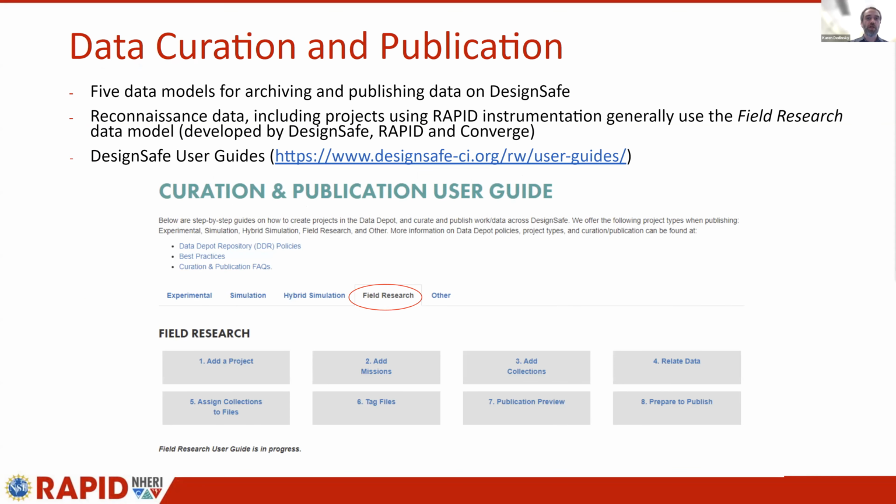Okay, so data curation and publication is extremely important for reconnaissance data to have the necessary impact that Joe highlighted. We need to be proactive in curation and publication. To do that, DesignSafe has helped us. They have 5 data models: one for experimental data, one for simulation data, one for hybrid simulation data, and the one we'll talk about today, for field research.